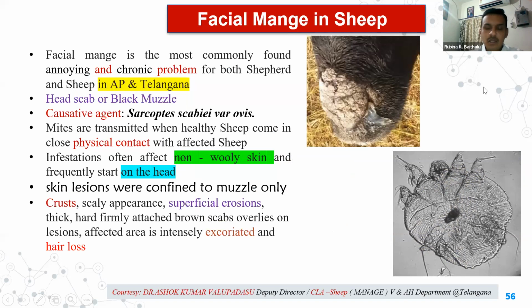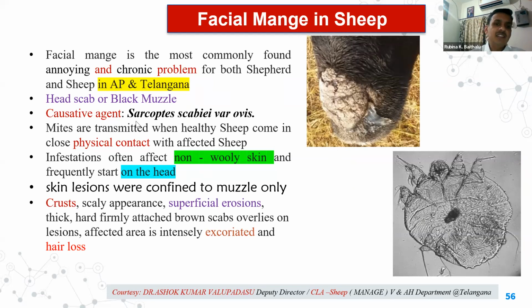Now, there is another problem as far as mites are concerned, which is facial mange. This is mostly found in sheep, and it is the most annoying and chronic problem for both the shepherds and the sheep in Andhra Pradesh and Telangana. It is also known as the head scab or the black muzzle. In the local language, it is known as moragazi in Andhra Pradesh and Telangana.